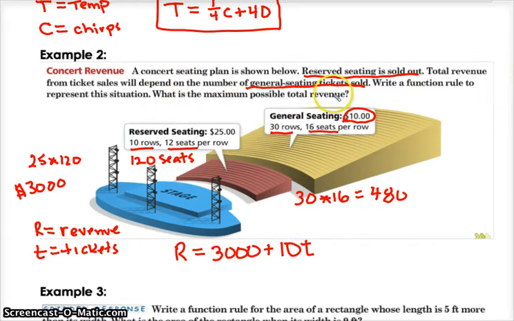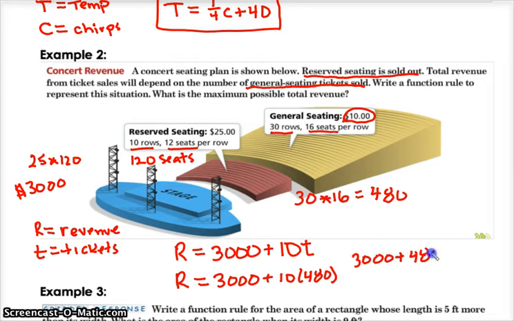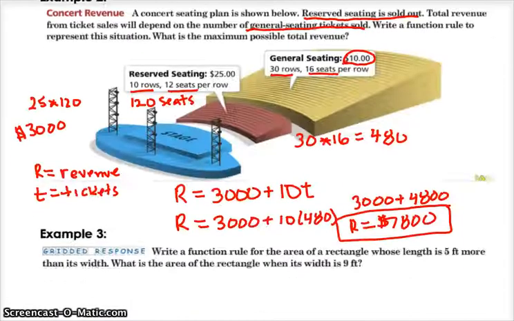So the actual revenue is going to be $3,000 plus $10 per ticket sold. Now, to figure out the maximum revenue I can get, well, I'm going to plug in the number of seats up there, that 480. So 3,000 plus 10 times 480, and that's 3,000 plus 4,800 for a grand total of $7,800 in revenue. There you have it. Let's look at one more example.